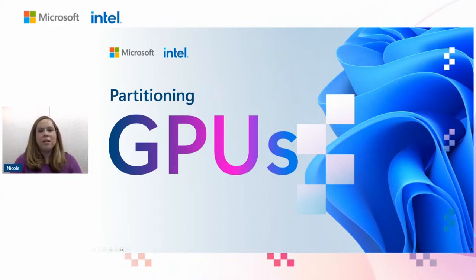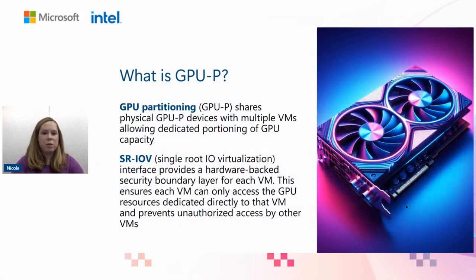Thanks, Ifya. Next, we'll dive into GPU partitioning, including showcasing a few demos of these up-and-coming features. GPUP, or GPU partitioning, is a new feature coming to Windows Server and was previously added to HCI with the 22H2 OS release. GPUP allows users to share a single physical GPU device with multiple virtual machines. With GPUP, each VM gets a dedicated portion of the GPU capacity instead of an entire GPU.